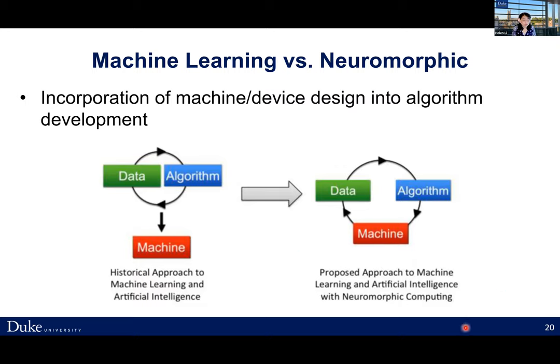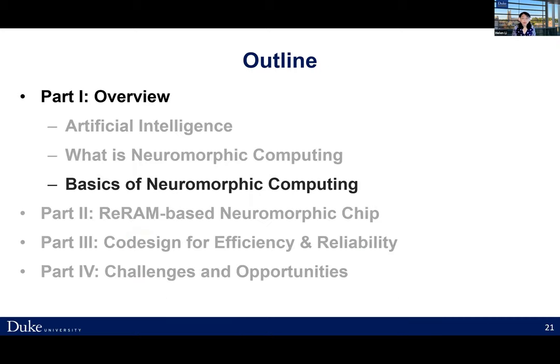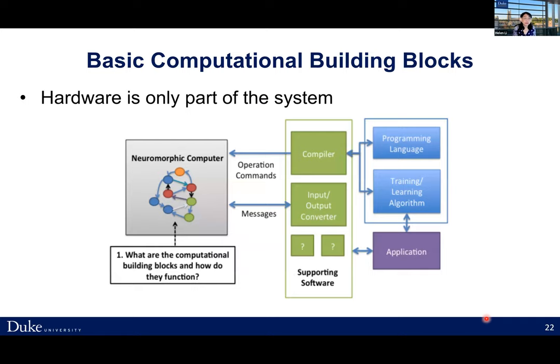That's why later on, when I'm talking about neuromorphic computing, software and hardware co-design is a very important thread. So this is basically to answer the question, what is neuromorphic computing? Next, I will briefly introduce the basics of neuromorphic computing and discuss the major research lines in the field. Again, when talking about neuromorphic computing, hardware is an important component, but it is not the only part of the system.